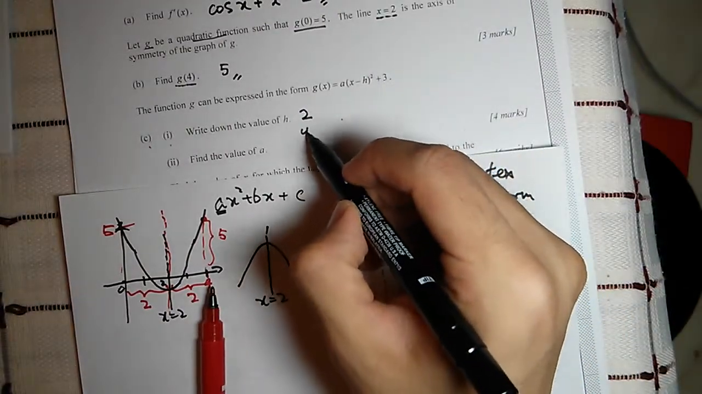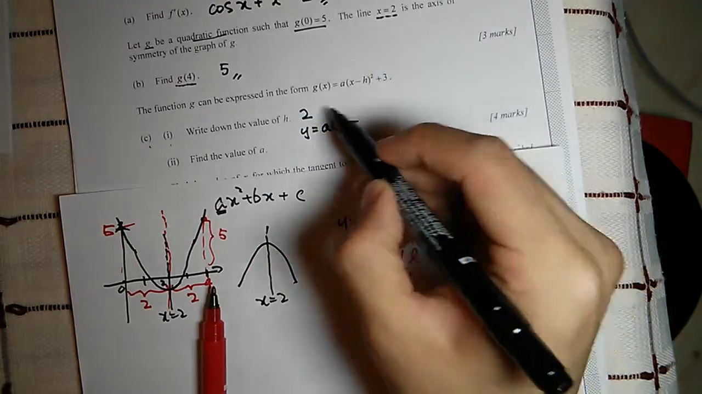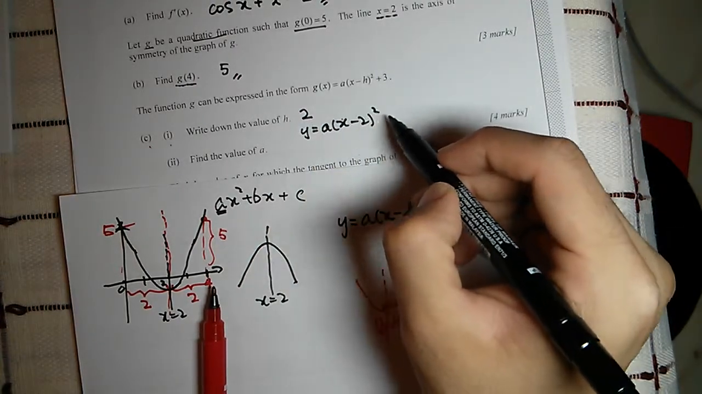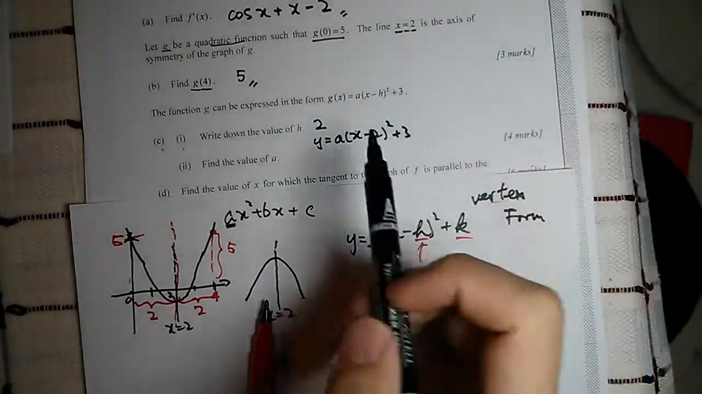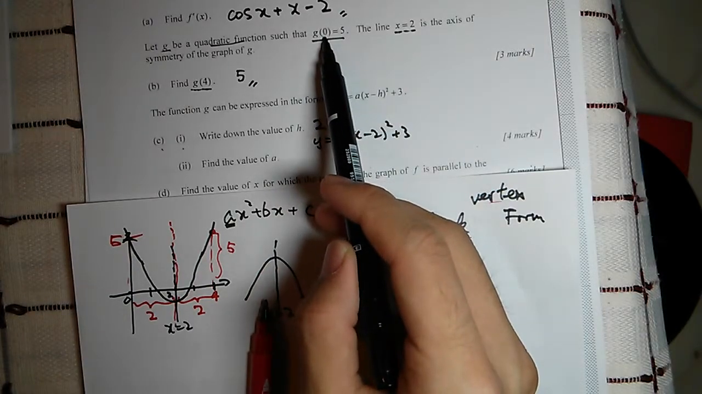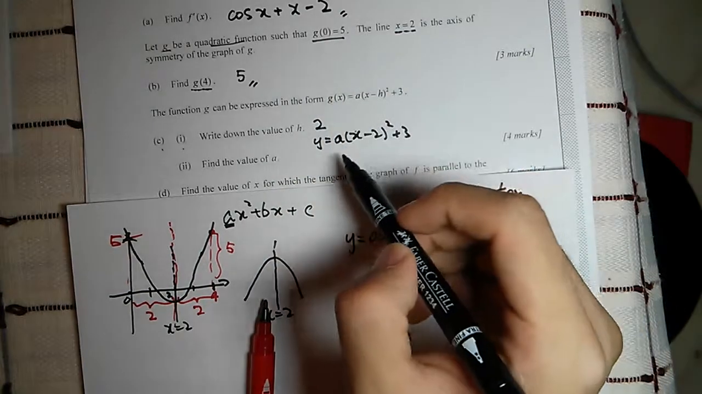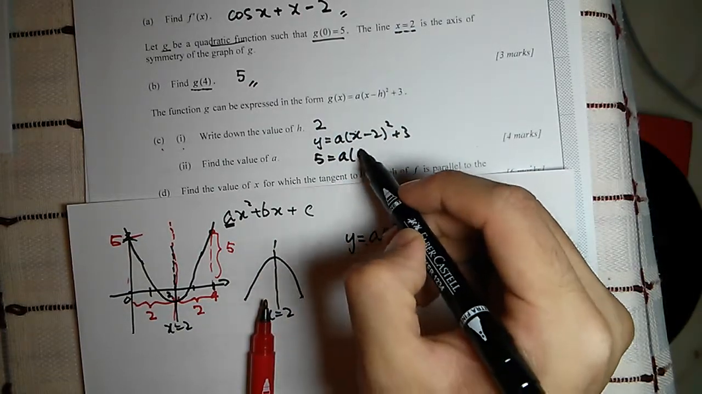So y is g of x, in this case a times x minus h, which is 2, squared plus 3. What we can tell is we have points like this. We know from the beginning that when x is 0, y is 5. We can plug that in: when x is 0, y is 5.